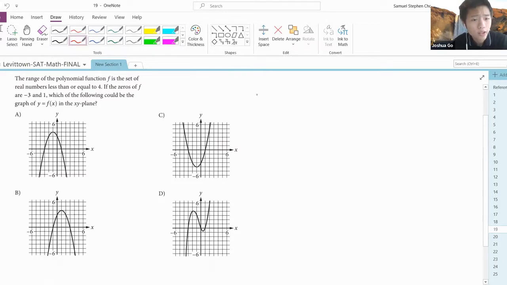So first, I want to take a look at the portion where it says the zeros of f are -3 and 1. Now, what this means is these are the root values, and they're essentially the x values at which y equals 0. So we can quickly take a look at the answer choices and see that A, C, and D all reflect this. However, these roots are -1 and +3, and that's not what we're looking for. So we can remove this from our choices.